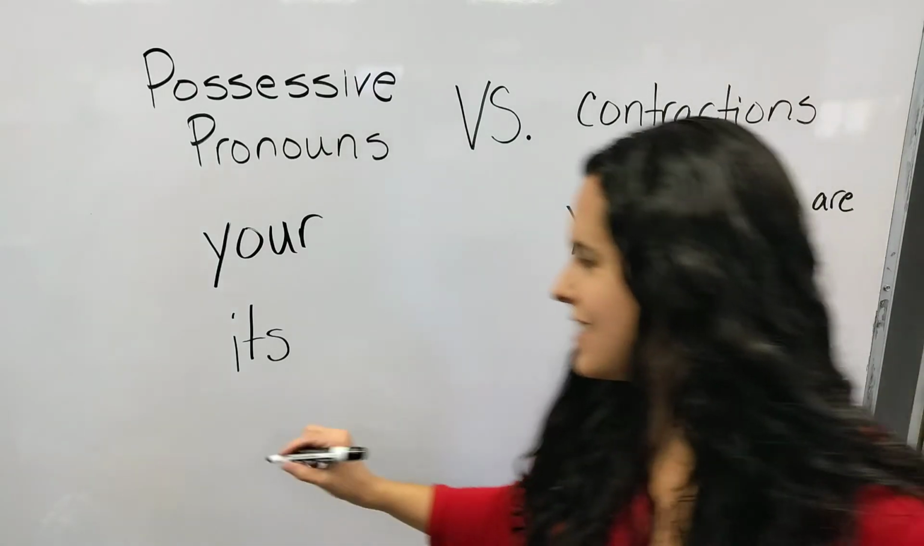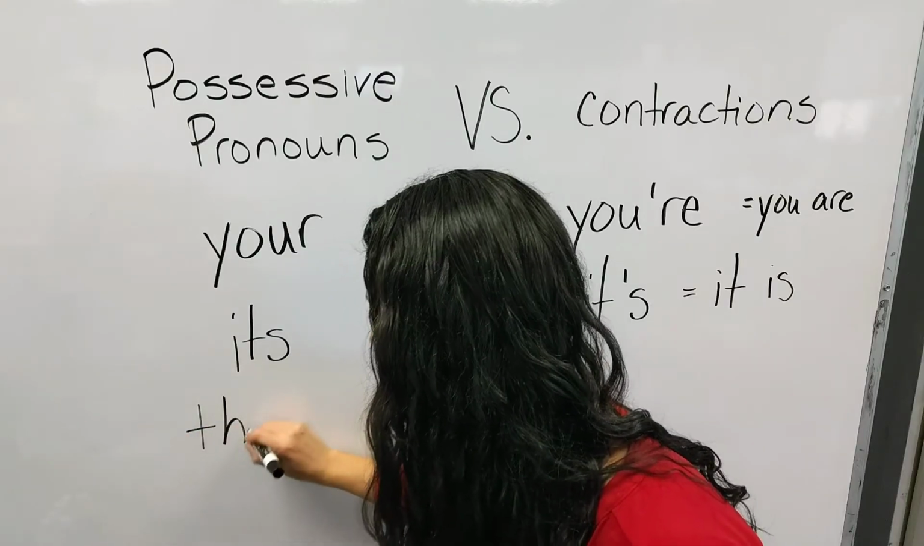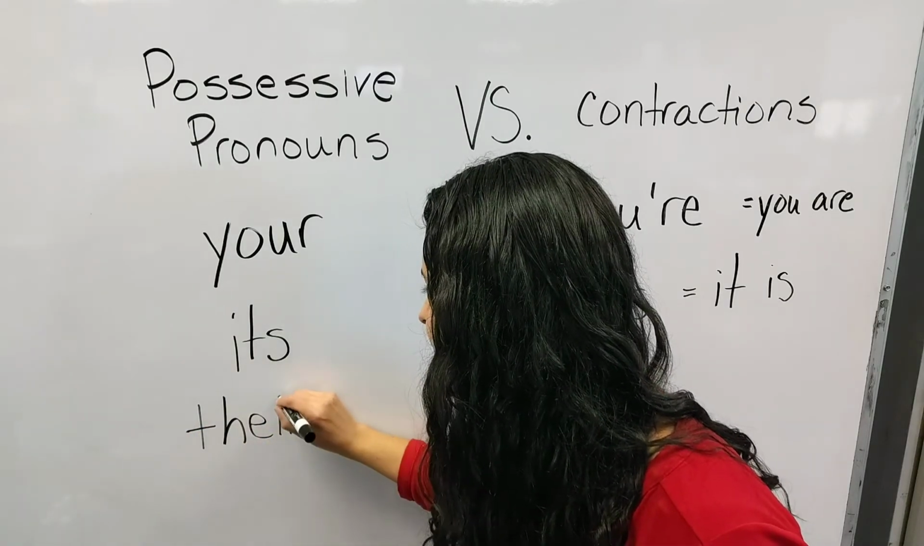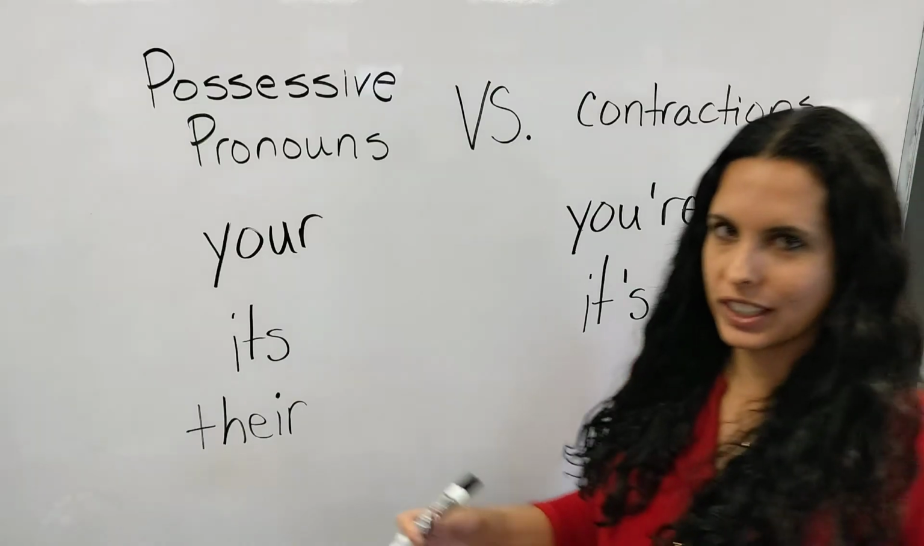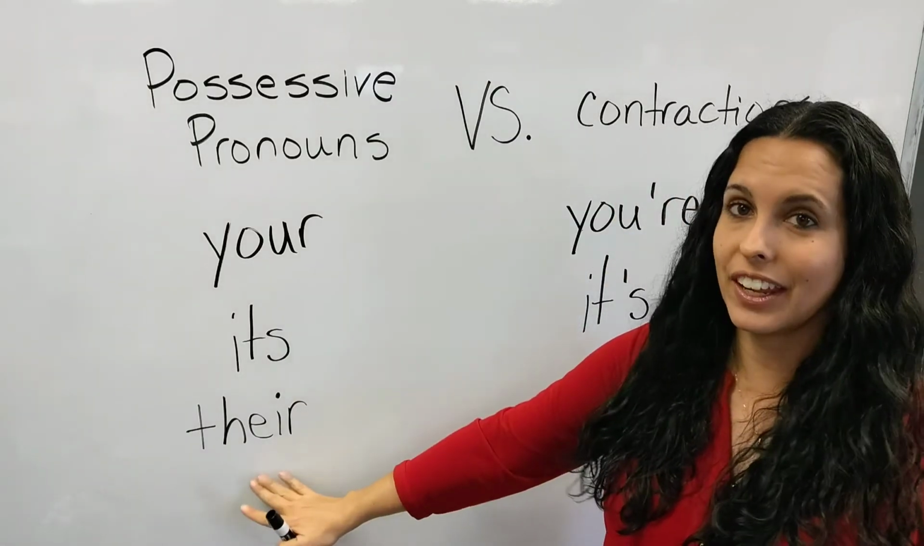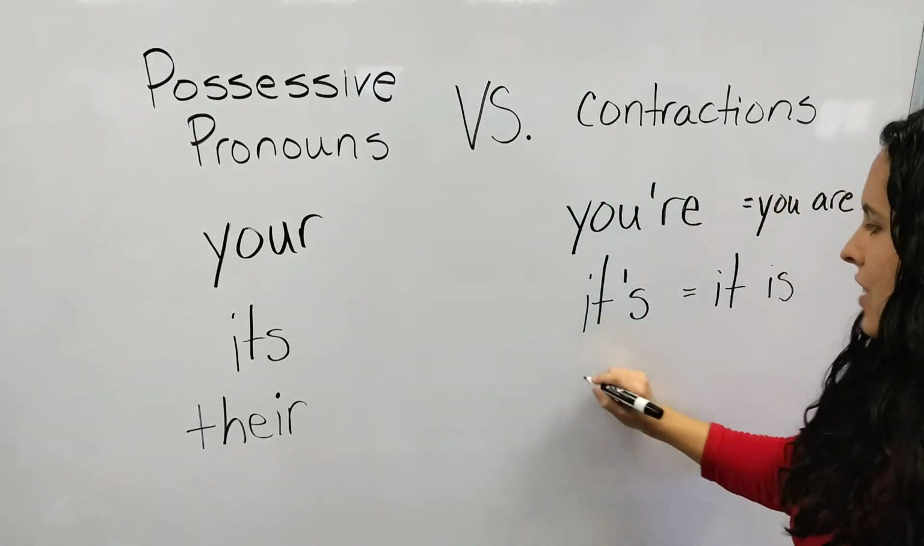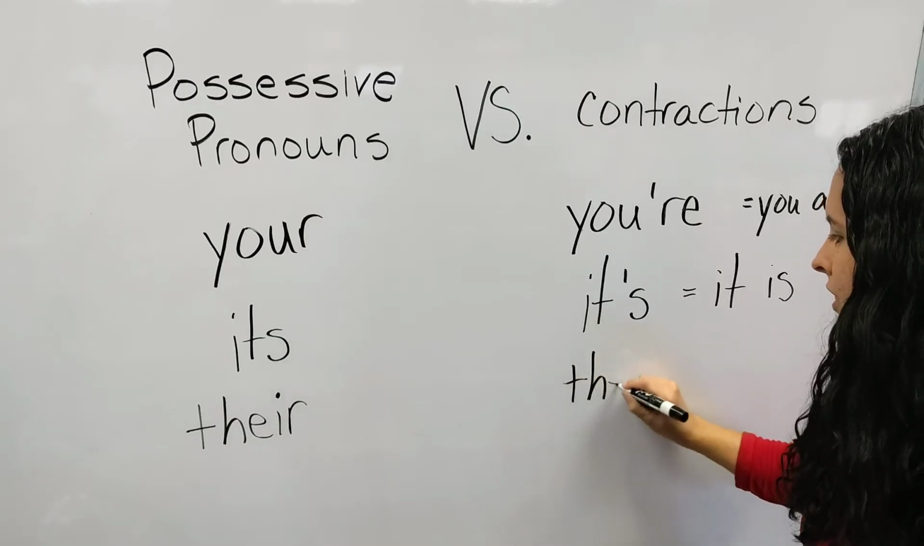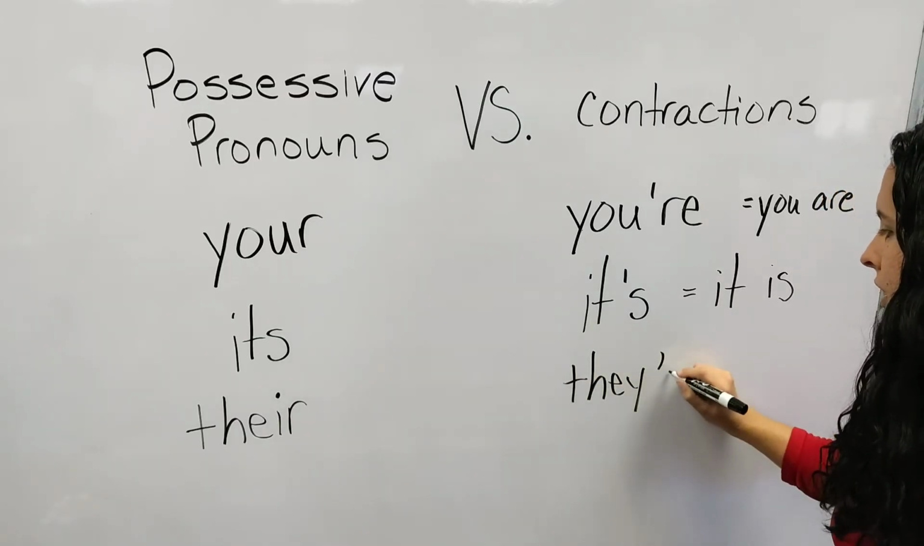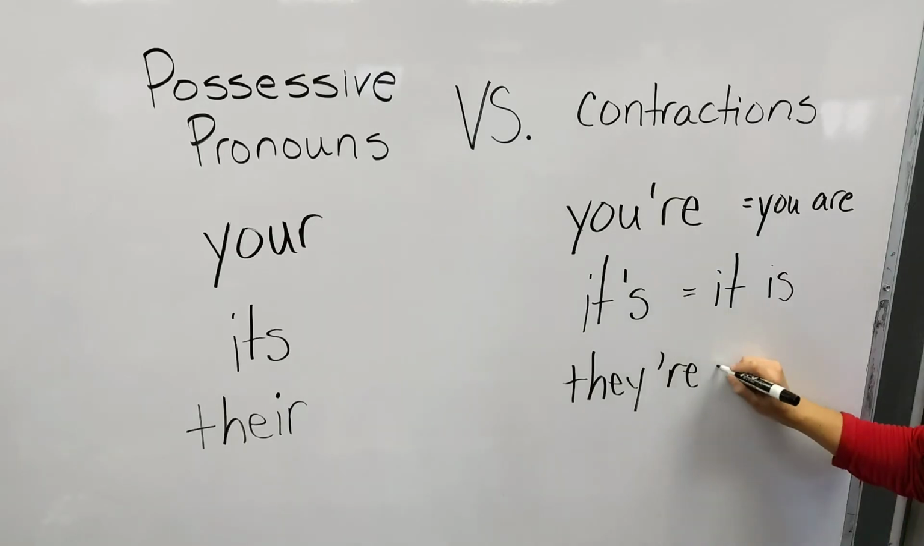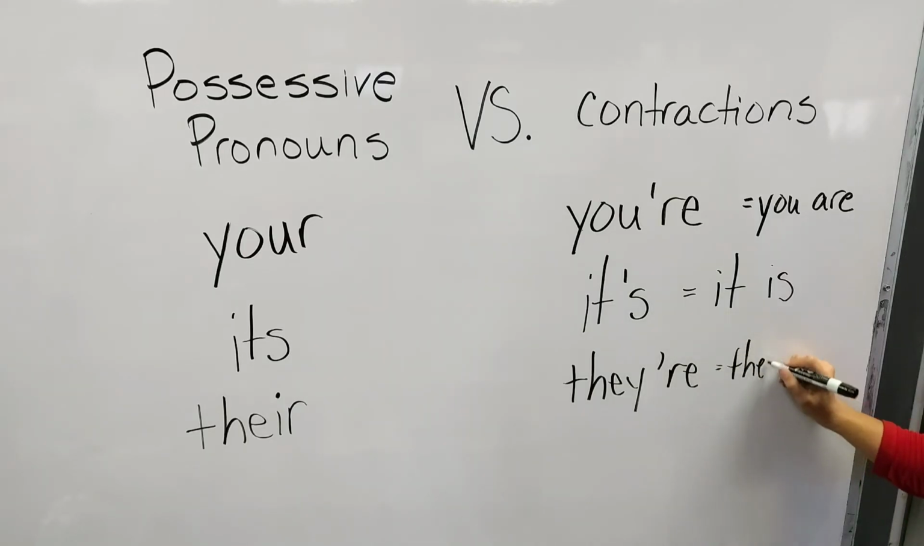Another one is their. It's their pencil, their book, their house. They own it. Their shows ownership. Here's the contraction, they're, and that stands for they are.